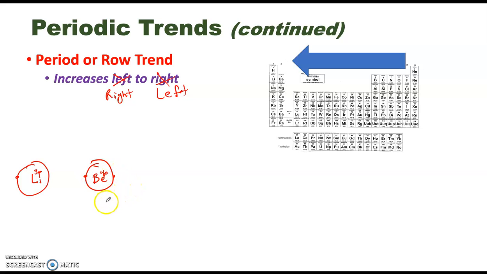Now, what I want you to notice is that the second layer, we're not adding another layer here, we're just adding an electron to the layer that's already there. But what we are adding is an extra proton in the middle. More positives in the middle will pull those electrons in a little bit tighter. More positives has a greater attraction for those electrons.